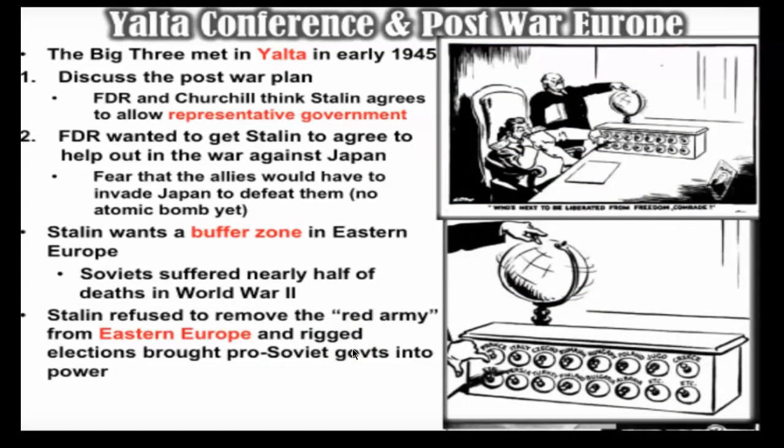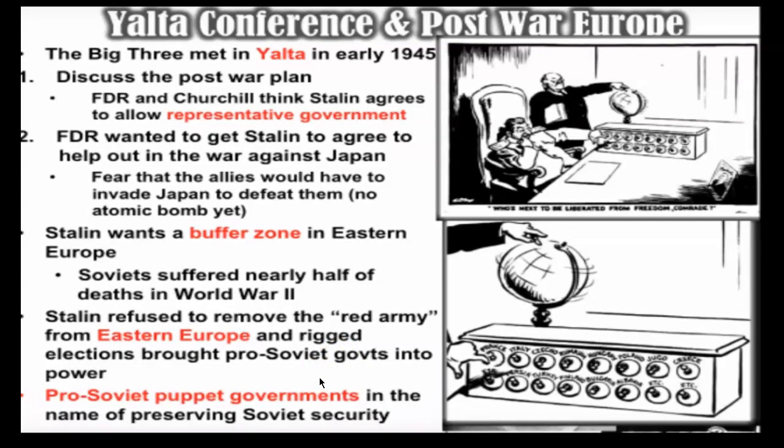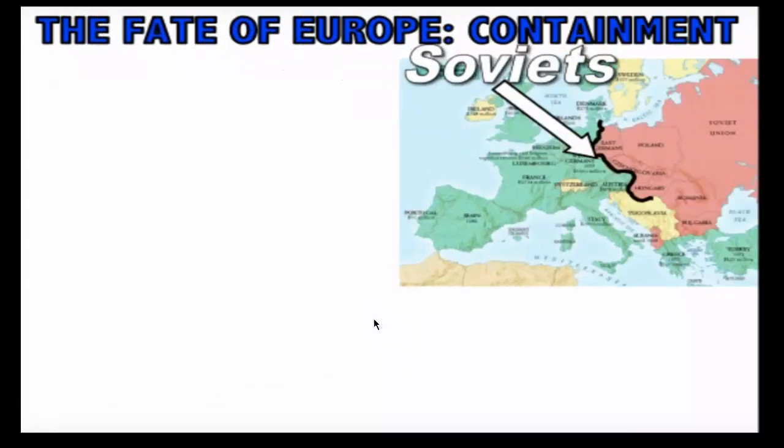And Stalin refused to remove the Soviet army from Eastern Europe, and he actually would go on to rig elections that would bring pro-Soviet governments into power in those countries that I showed you earlier. So there was already a great element of mistrust between the two sides even before the war was over. In those countries, there would be pro-Soviet puppet governments that were sympathetic to Moscow in the name of preserving Soviet security. And that was the buffer zone that Stalin wanted that I alluded to earlier.